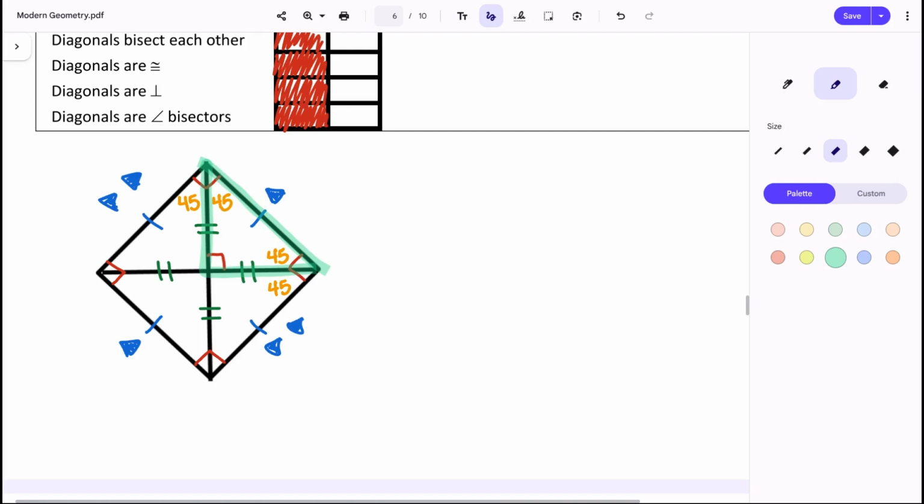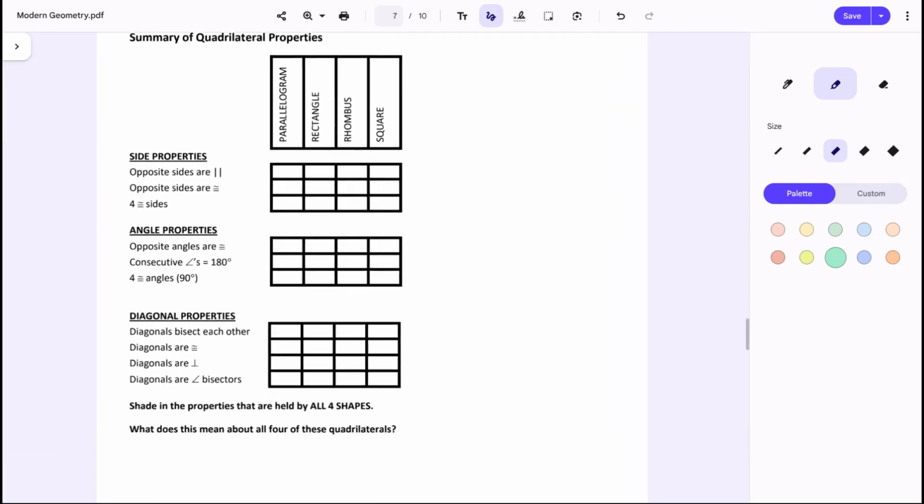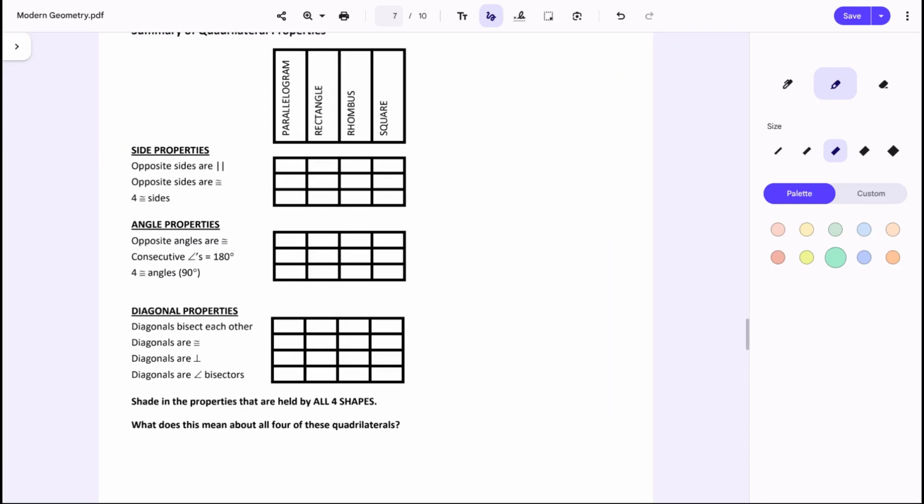Okay, go ahead and turn the page in your packet. You should see this page that's got this big chart that looks very much like what we've been working with the last couple of days. But across the top, you can see it's got parallelogram, rectangle, rhombus, square. So we're going to take a minute here and fill in only the ones that we said yes to for all of our shapes so that you have all these properties summarized on one page.